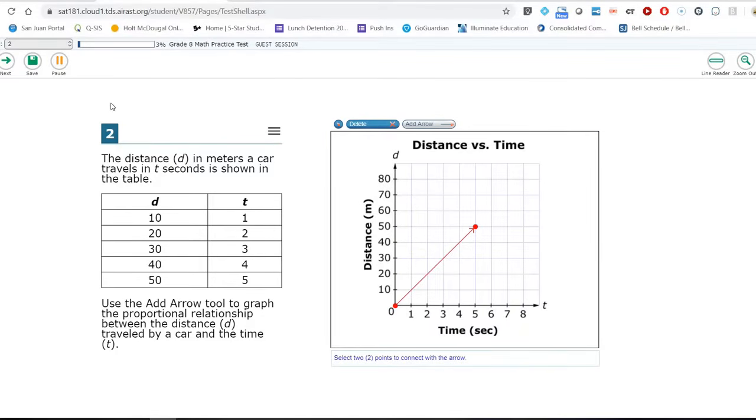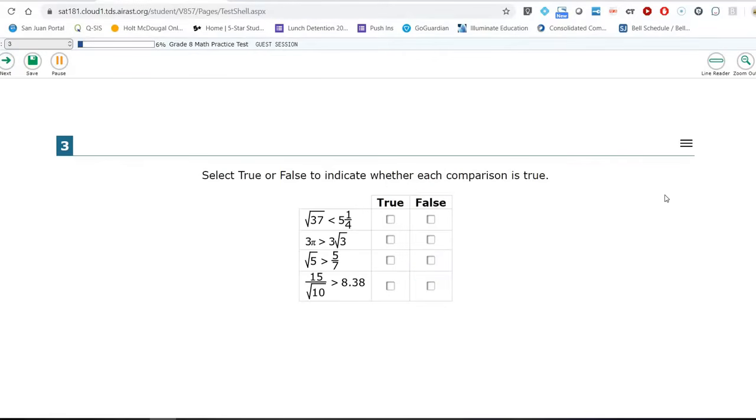Okay, and that's all they asked us to do. So let's go ahead and go to the next question. All right, here we go. Select true or false to indicate whether each comparison is true. All right, so we got some work cut out for us now because we're asked to compare each of these.